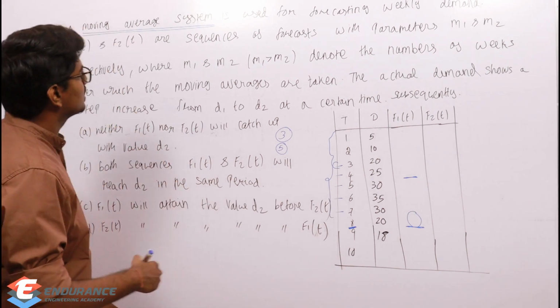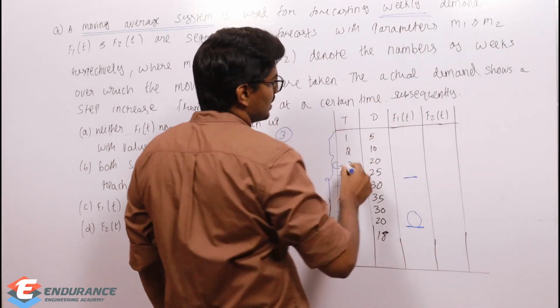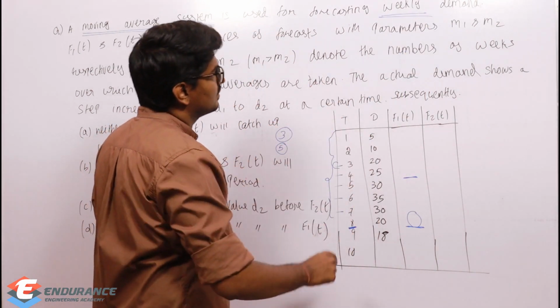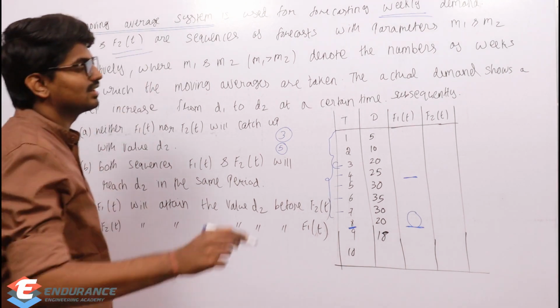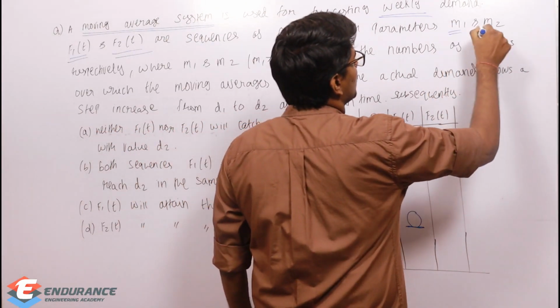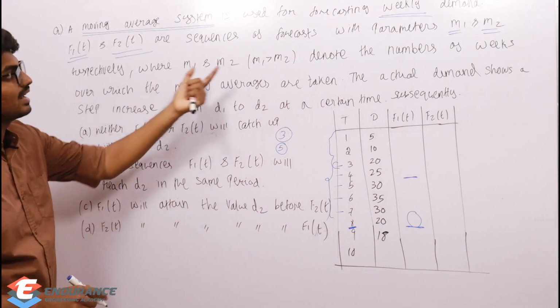Now let us go for the question. A moving average system is used for forecasting weekly demand. Okay, that is why I'm taking it in weeks. These numbers are in weeks. And F1T and F2T are sequences of forecasts with the parameters M1 and M2, where M1 is greater than M2.